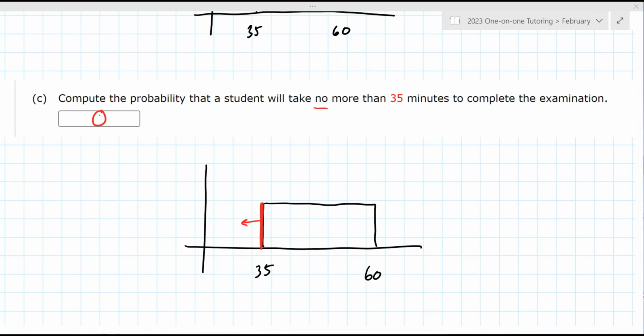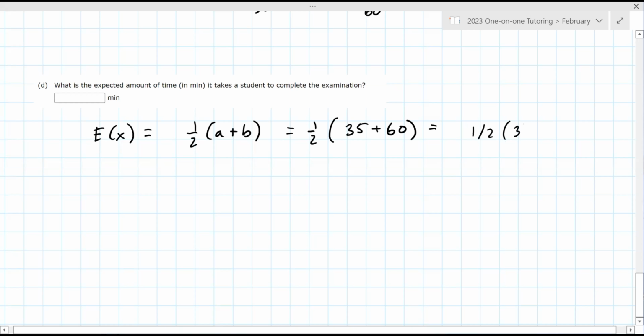Now part D is the expected value. We had a formula for this in the previous problem. It's 1/2 (A plus B), so 1/2 (35 plus 60). In terms of how you would enter this in the calculator, you can do 1 divided by 2, parentheses 35 plus 60. That will work. 47.5, good.